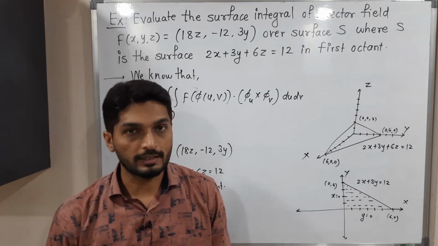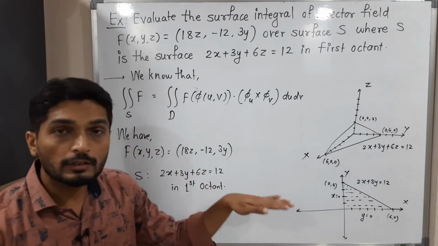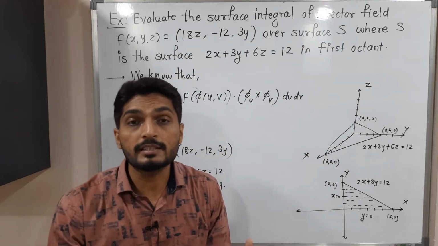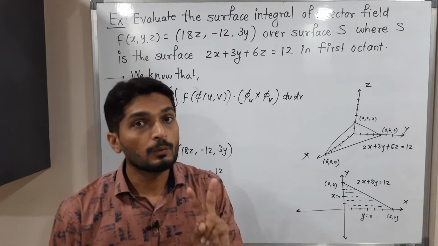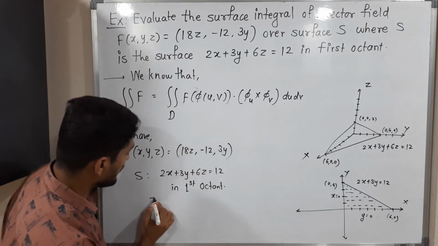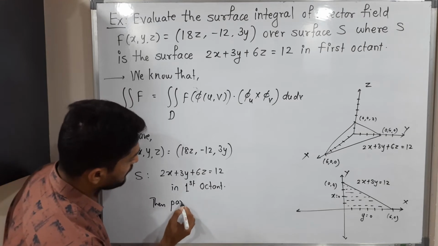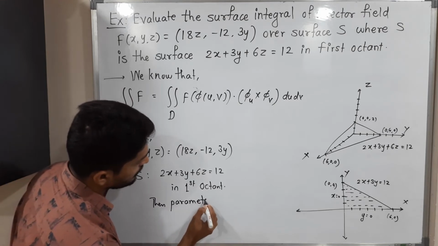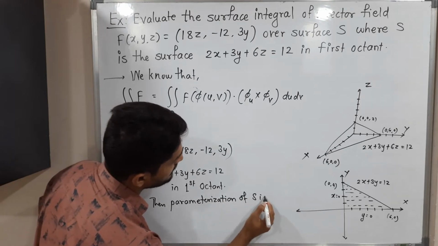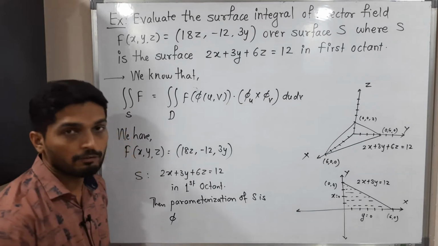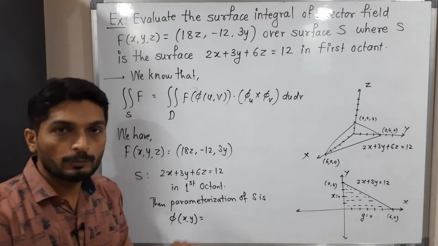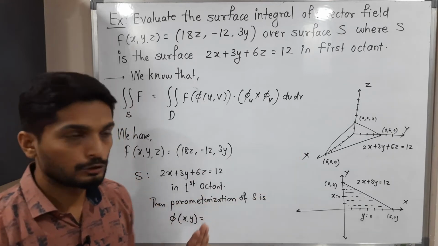Now it is a very easy task. So I have taken the projection in the xy plane. That means I am trying to express the entire region, or the parameterization, with the help of two variables only, x and y. Then let me mention, the parameterization of S, we denote it by phi. So phi of x, y, since with the help of x and y only I am going to express the entire region.